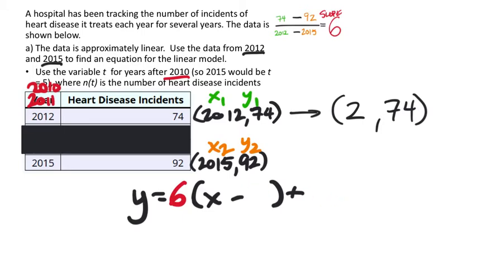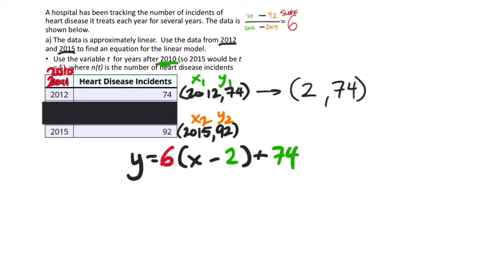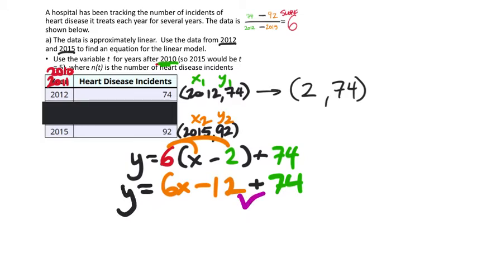Always be aware, that's what I just forgot right there, is that it's always relative, and it'll tell you how relative it is right here, like 2010. So the x value is 2, and the y value is 74. And then all we're going to do now, and this is not really solving for the y-intercept, although it pretty much is, is go ahead and distribute here. 6 times x is 6x. 6 times negative 2 is negative 12. Then you still have the plus 74. So negative 12 plus 74 is plus 62.